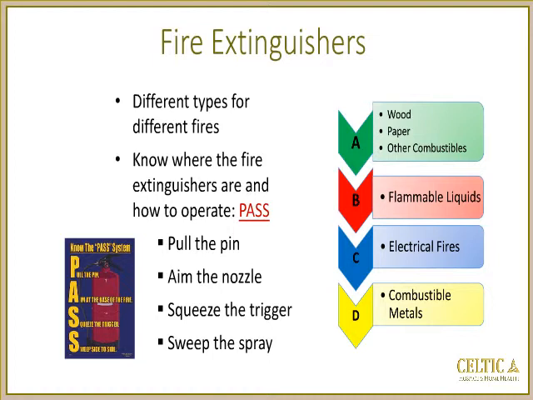Obviously, we want to first make sure that we notify 911 that we're getting some help, but we can use fire extinguishers to put out small fires in a lot of cases. And you can do this using the PASS system, P-A-S-S. Pull the pin for the P, aim the nozzle for the A, squeeze the trigger for the first S, and sweep the spray, and that's the second S. That's how we can use fire extinguishers.